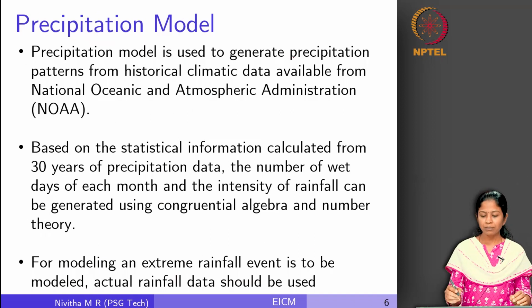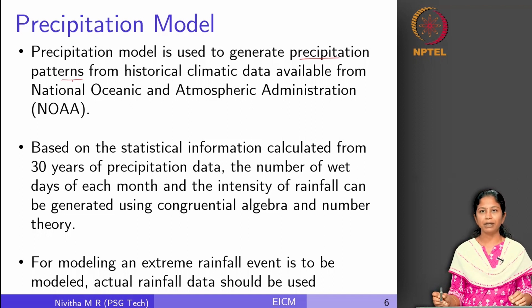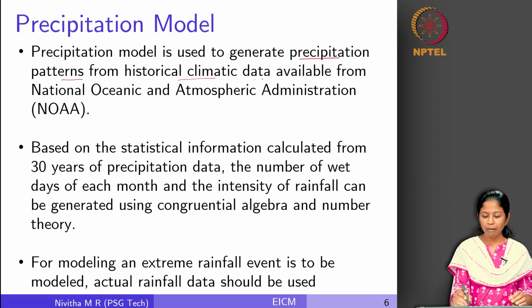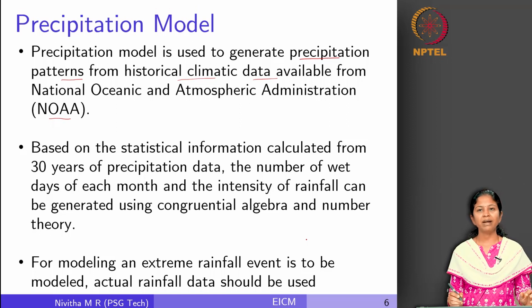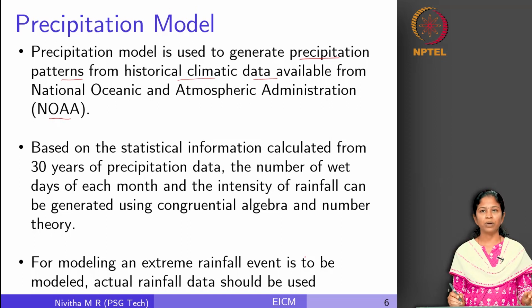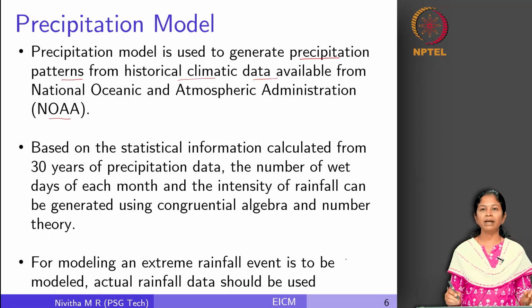The precipitation model is used to generate precipitation patterns, like probably when you will expect a rainfall and what will be the amount of rainfall that we will experience from historical climatic data available from NOAA, right. So they use this and try to predict the rainfall. Yesterday, in the last lecture, we had seen that we wanted to predict air temperature for our design period, and we were talking about use of artificial neural network or other techniques to do that. Similarly here we will be using the precipitation model to predict the rainfall data over the design period.